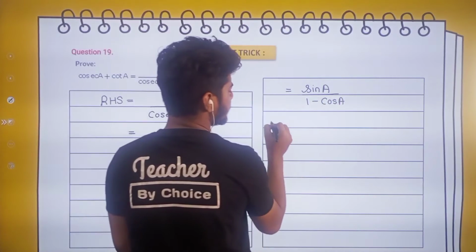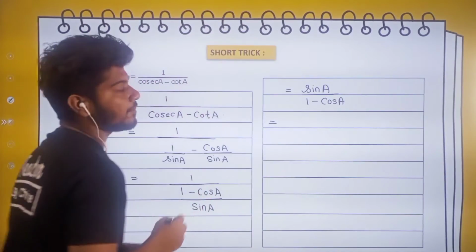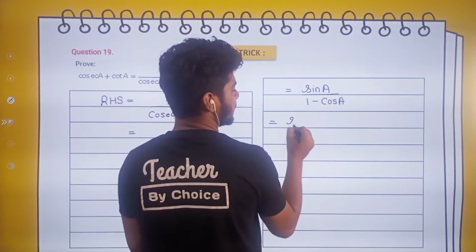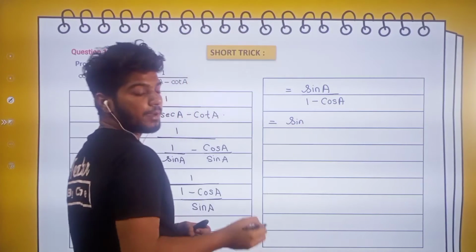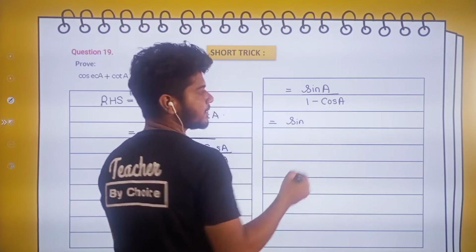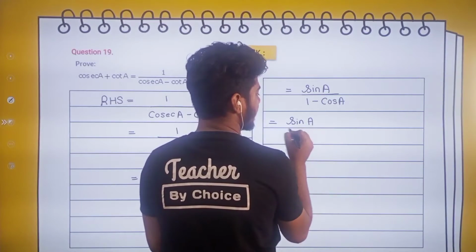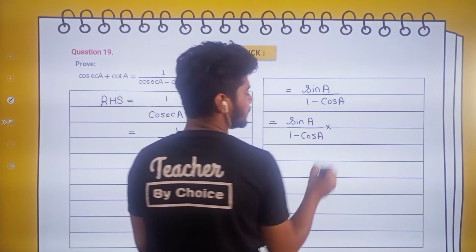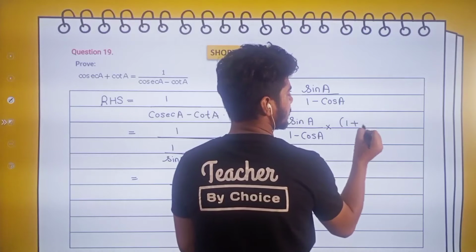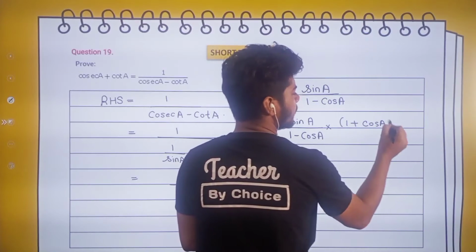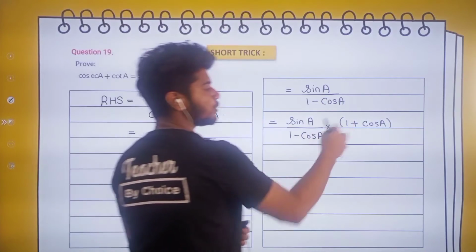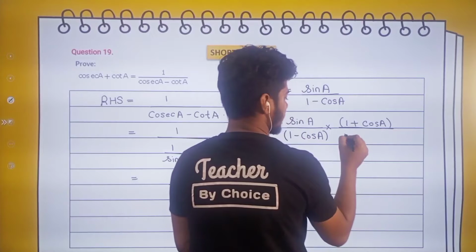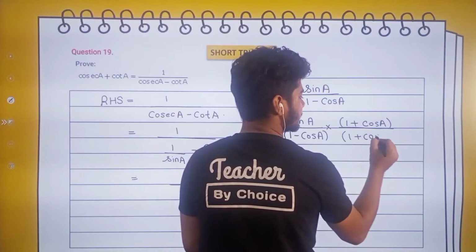Now how will we simplify 1 minus cos a? We'll rationalize it. How to rationalize? Multiply and divide by the opposite sign. So what you will get? Sin a upon 1 minus cos a as it is, into 1 plus cos a. Always remember, when you rationalize, the sign should be opposite. So 1 plus cos a upon 1 plus cos a.